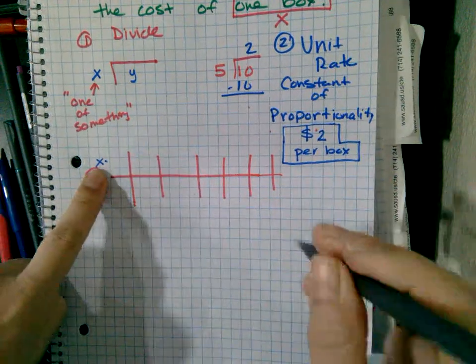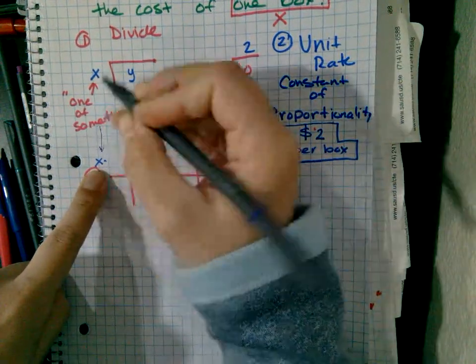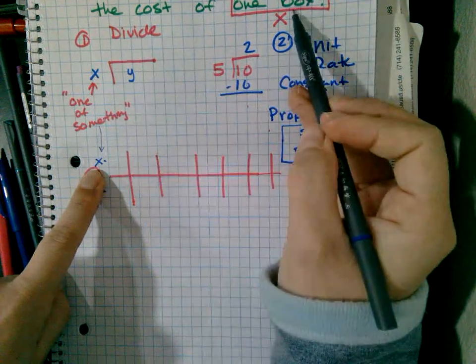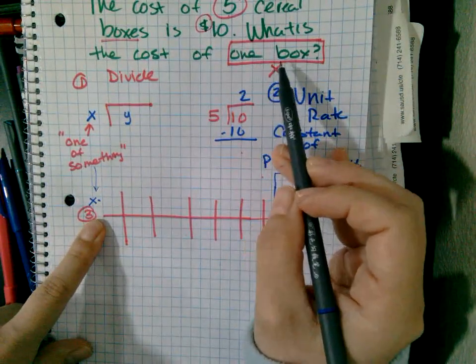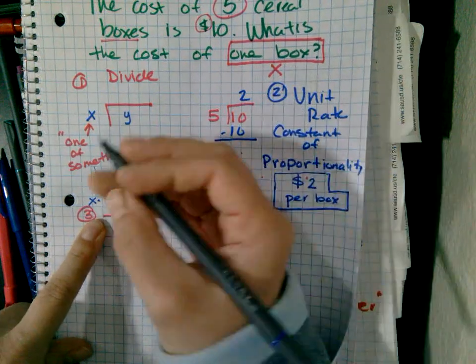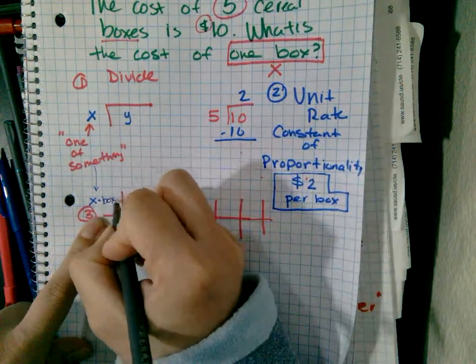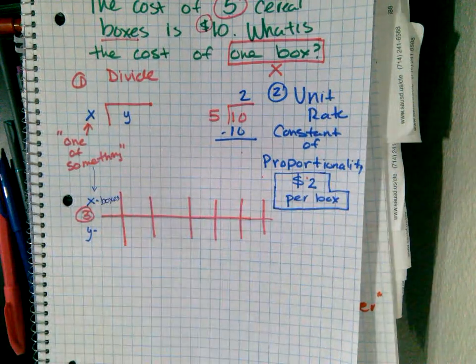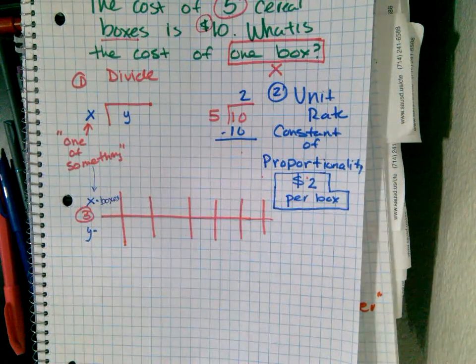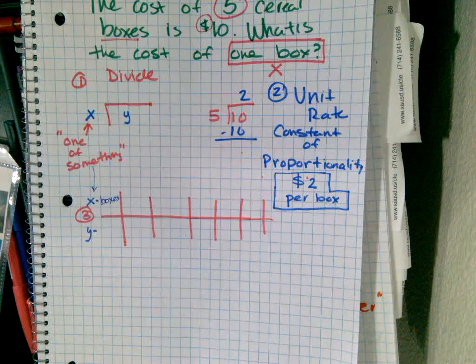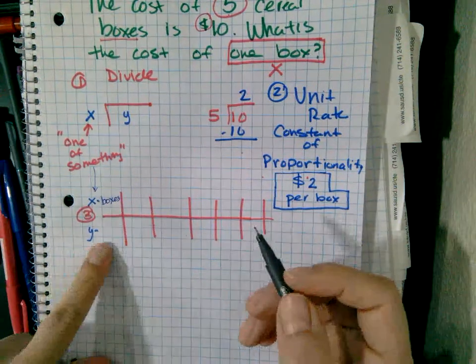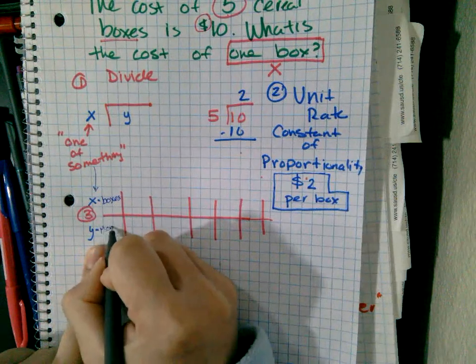So your X is the 1 of something, right? We've already kind of figured out the 1 of something. The 1 of something here is the boxes. So therefore, boxes goes on top because that's what we're trying to find, 1 of something. We're trying to find 1 cost of a box. 1 box. And then the other part was your money. So that one goes on the bottom. Money.